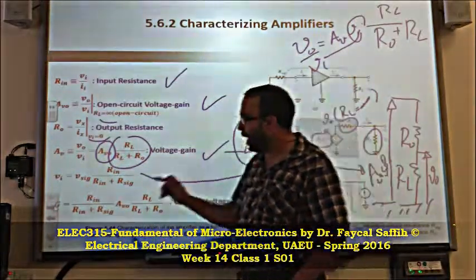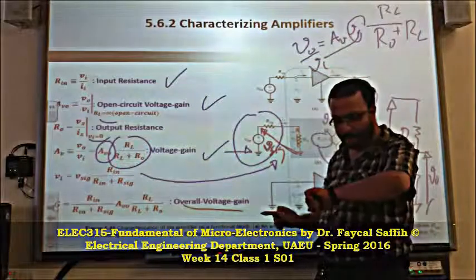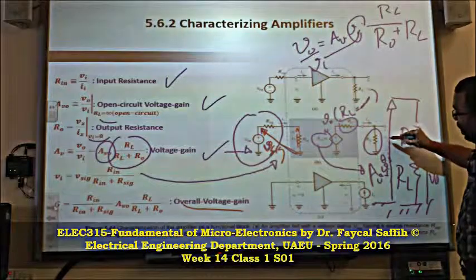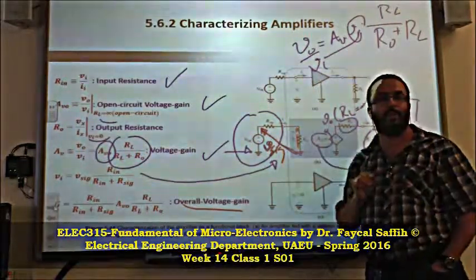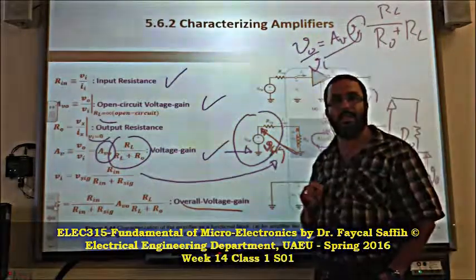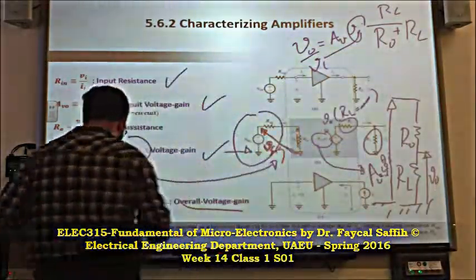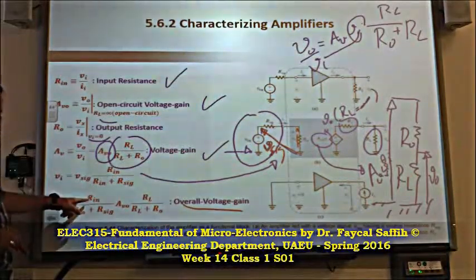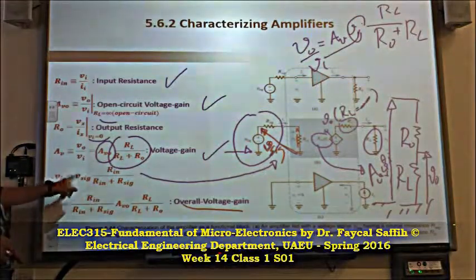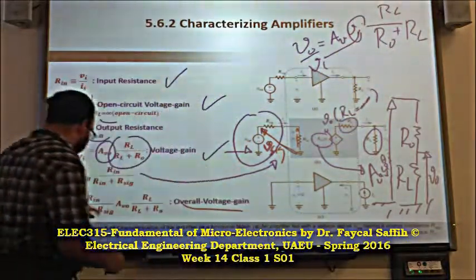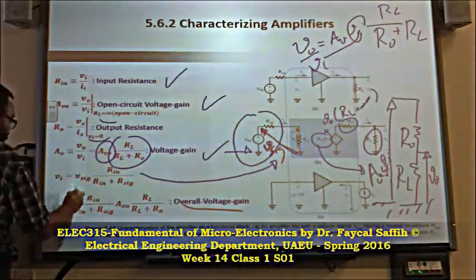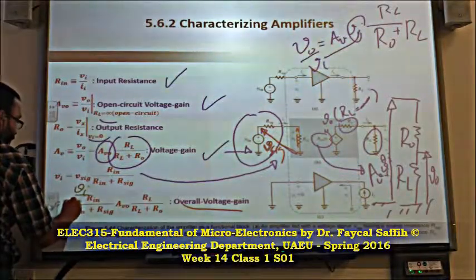That's it. So now we have what we call the overall voltage gain. What's the overall voltage gain? It's going to give me the voltage from the output all the way to the input. It's actually V out with RL divided by V signal. This is actually V input over V signal. So I will write it on top so that it's clear: V input divided by V signal.